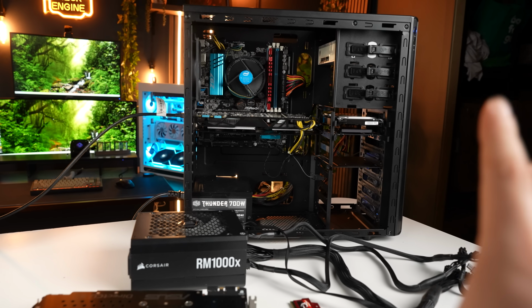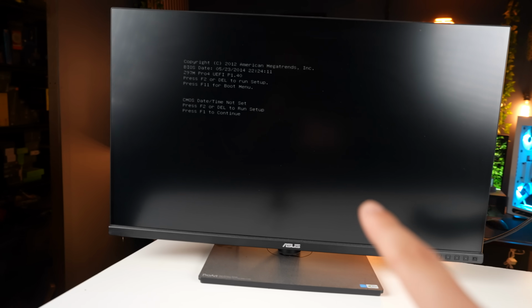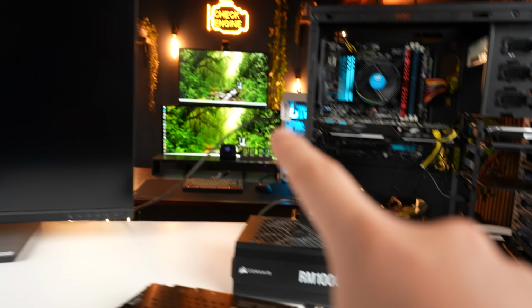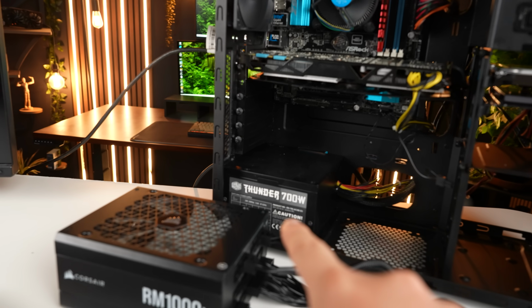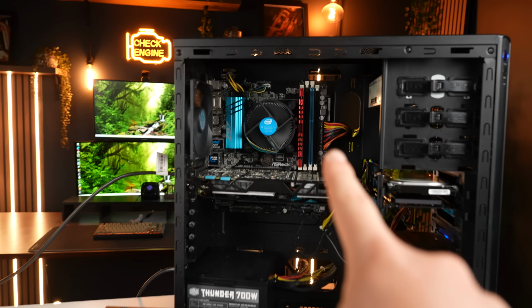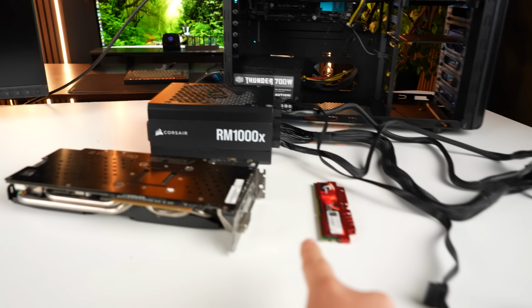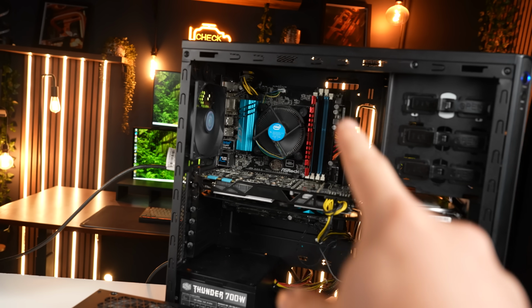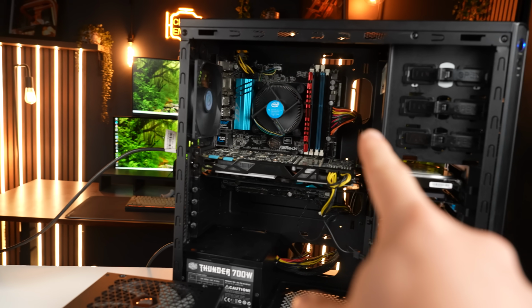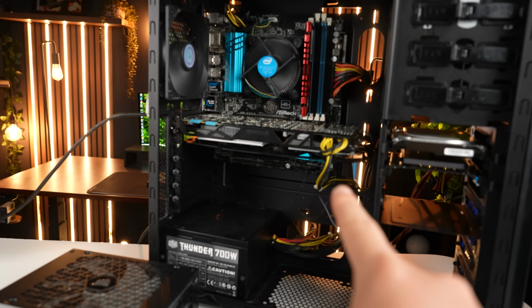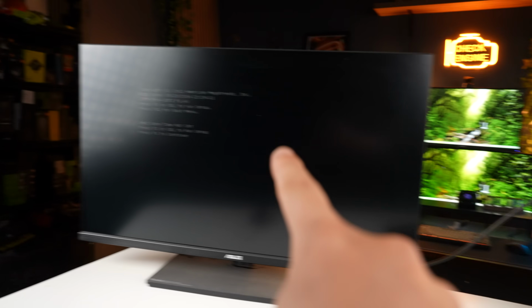Okay guys, so with this system, I could not get any post. I thought maybe it was a power supply issue. However, can you see there's only one RAM stick in there? Now, this RAM stick is not dead. The problem is there is only one RAM slot working on the motherboard. And look, we have the original GPU back in, and we have post.